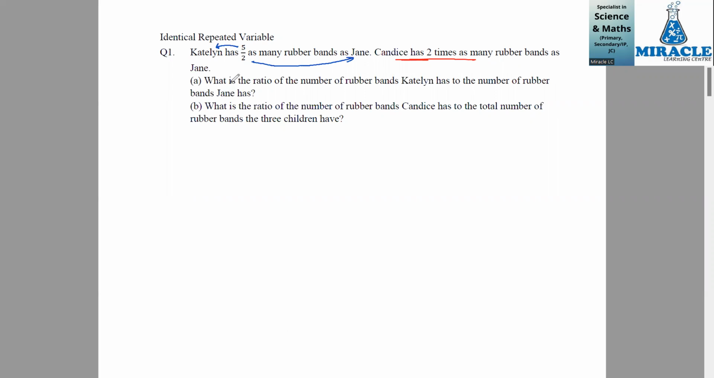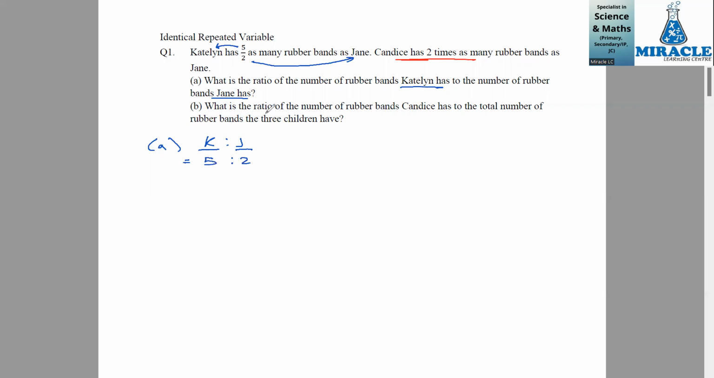So question A wants us to find out the ratio of the number of rubber bands Caitlin has to the number of rubber bands Jane has. And from our first sentence, we can deduce that the ratio of Caitlin to Jane is equal to 5 to 2. So that's your answer for part A.